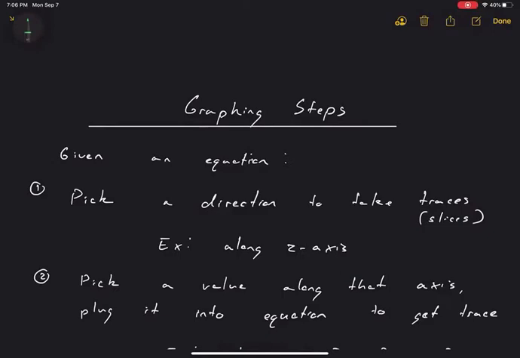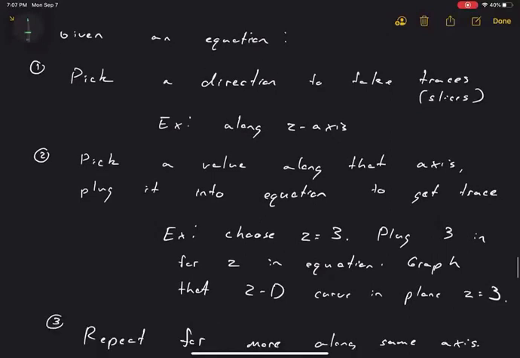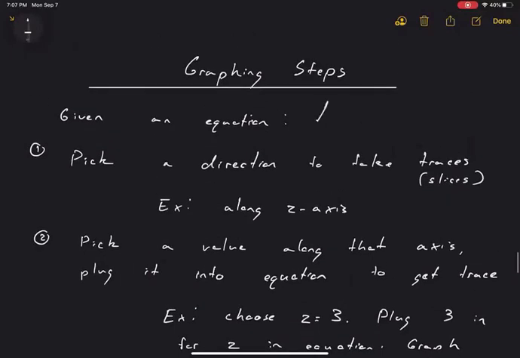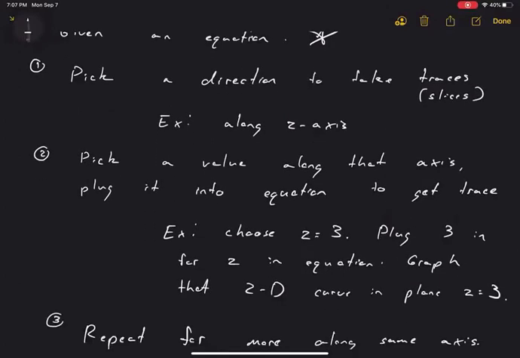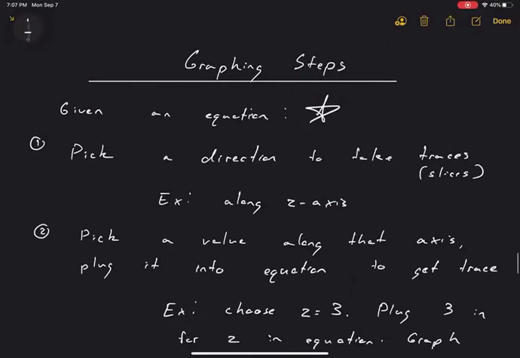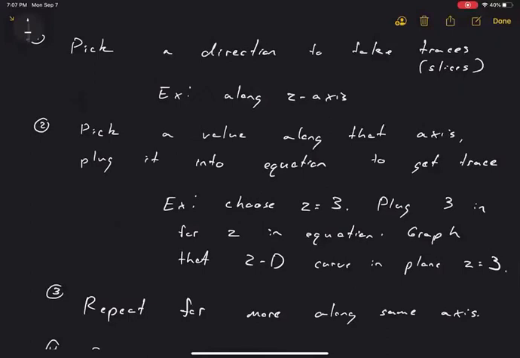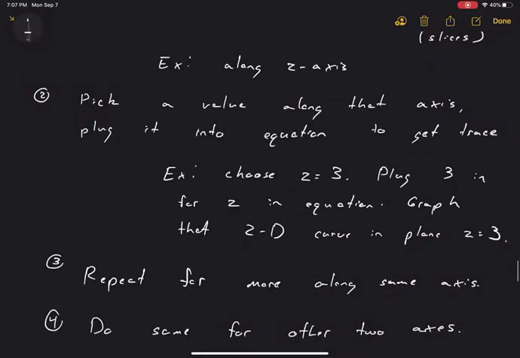Maybe you always like to start by taking slices, taking traces along the z-axis. That's usually what I do, but pick any direction you want. Then you're going to pick a bunch of values along that direction, but before you pick a bunch, let's pick one value. Say we move along the z-axis first. Let's pick a value on the z-axis, and then I'm going to plug it into my original equation for z. If I choose z equals 3, I plug that 3 in for z in my original equation. Once I do that, the z is going to disappear, replaced with just a constant, and I'm left with an equation in two variables. We know how to graph those. Then I graph that equation in two variables in the plane that I picked.